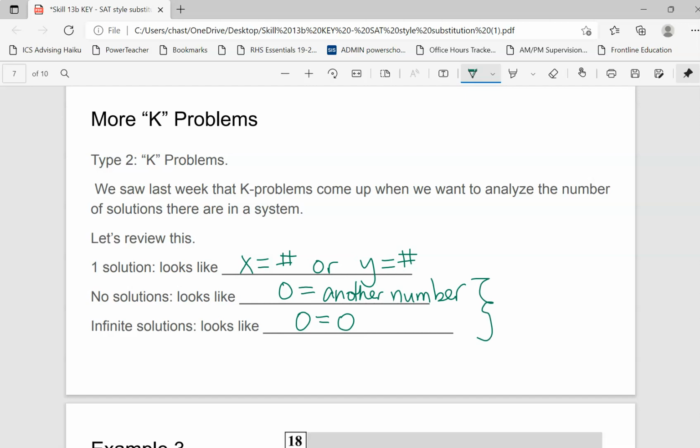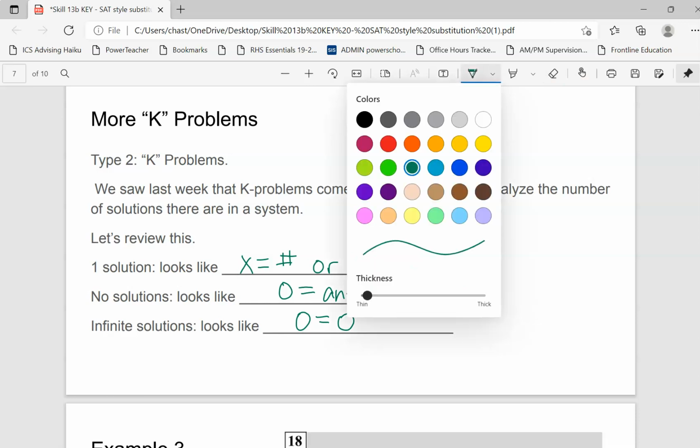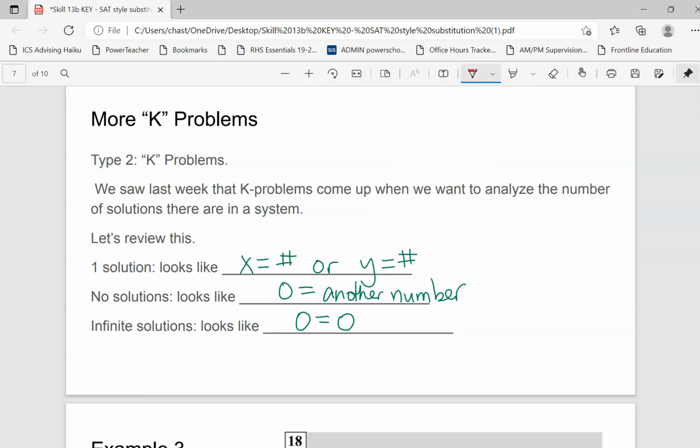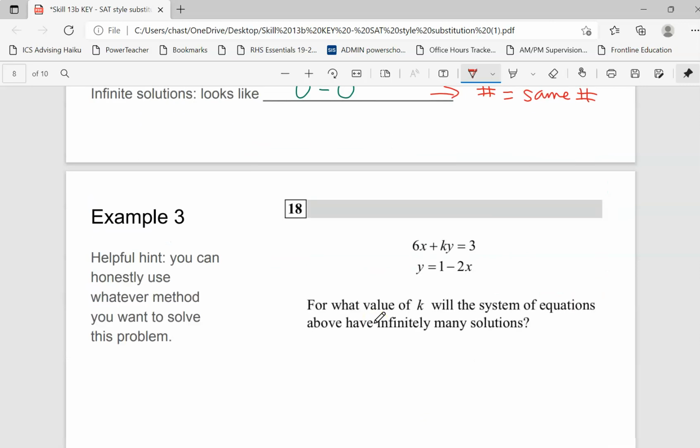In the cases of this, the variable, well, it depends on if we're eliminating or substituting. So when it comes down to these last ones, it doesn't necessarily have to be the number 0. I could just have number equals another number. And on this one, I have number equals same number. Okay, so those are other situations that could come up with these k values.